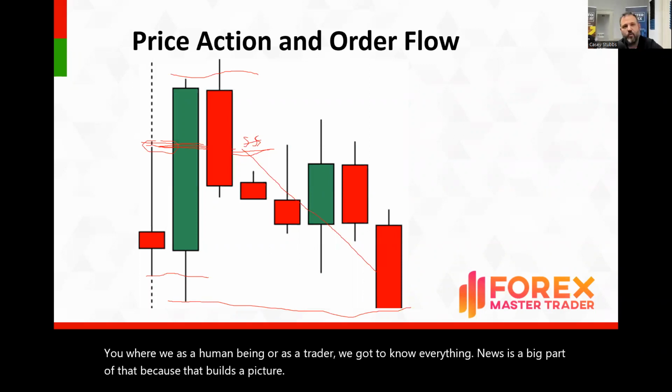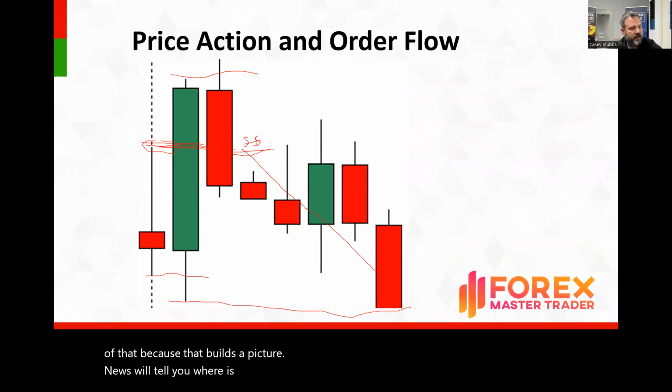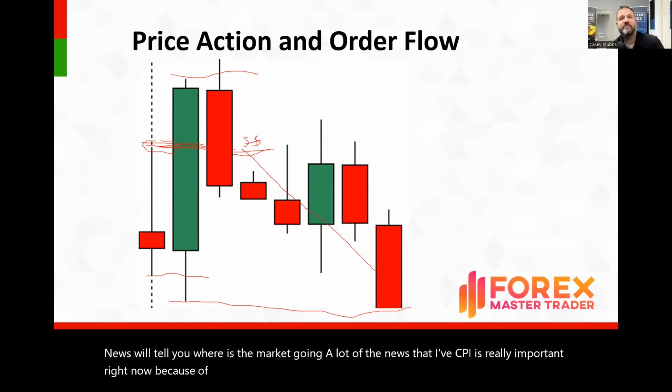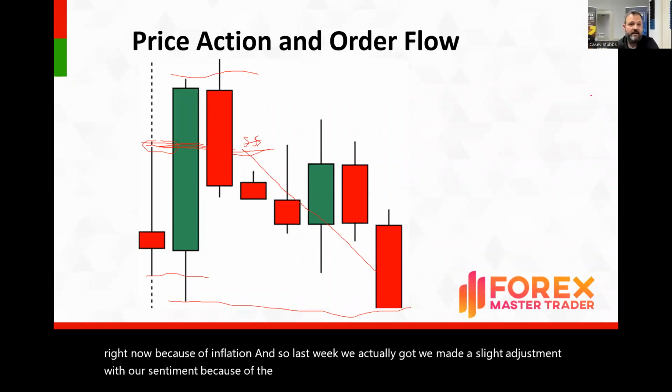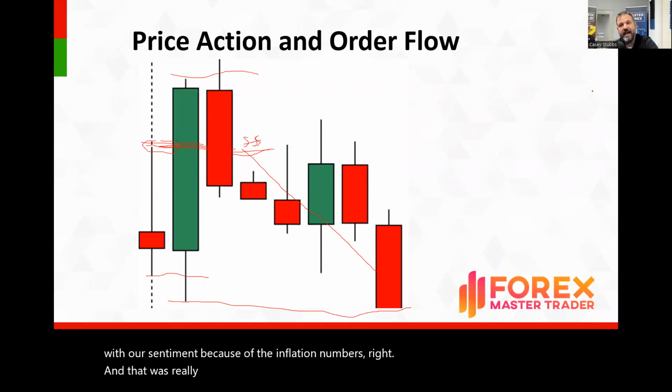News will tell you where the market is going. A lot of the news, like CPI, is really important right now because of inflation. And so last week, we made a slight adjustment with our sentiment because of the inflation numbers. And that was really important. We had better than expected inflation, and it caused the S&P 500 to change course.